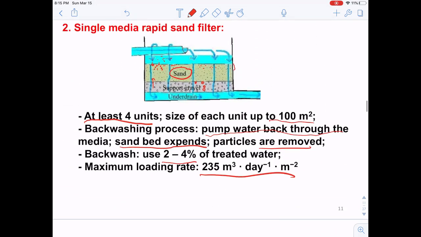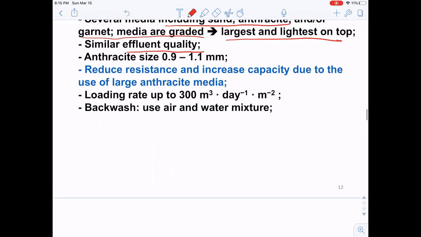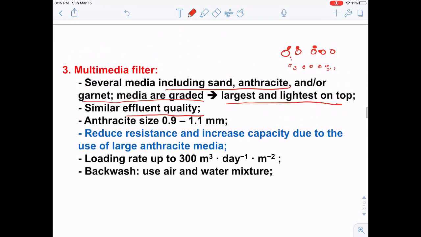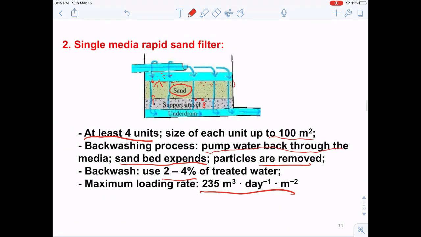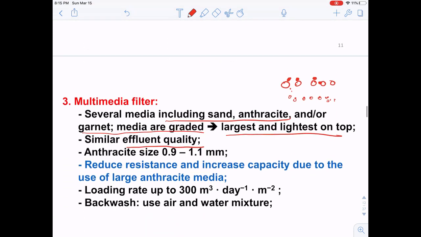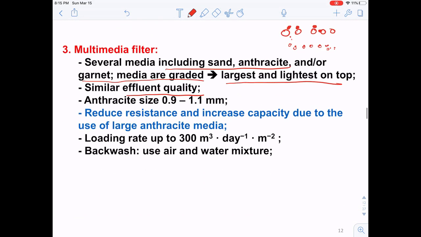And in terms of the effluent quality, it is quite similar compared to the sand filter. But the advantage of this process is that it can be more efficient in terms of removing the particles. And when we try to regenerate the filter systems, it doesn't create as large a pressure drop compared to the sand filtration. Basically, it can reduce the resistance and increase the capacity due to the use of the large anthracite media, which is located at the top of the filter.